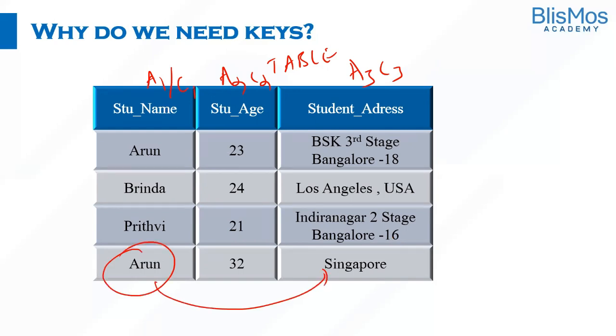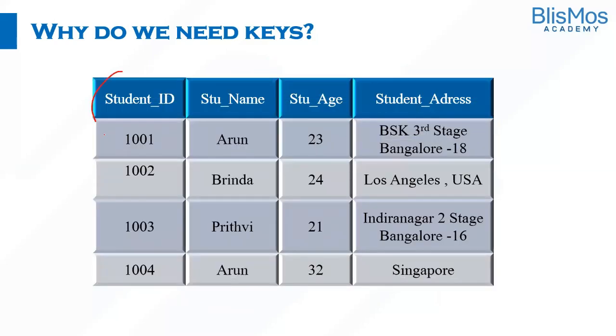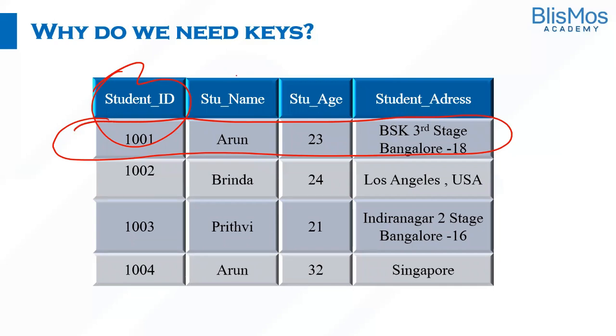Now, if I want to get the address of Arun, there is an ambiguity here, right? We have two Aruns. We don't know how to identify the Arun whom we want. That is where, by introducing one more column called student ID, we will be able to identify this tuple or a row uniquely. For example, if you want to get the address of the Arun whose student ID is 1001, then it's clear. So it's very important for us to have unique keys to identify a row or a record.